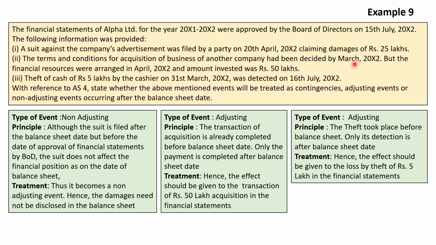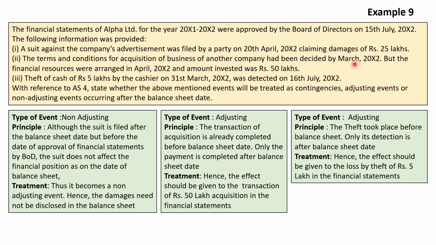Okay. Last one, theft of cash of rupees 5 lakh by the cashier, which took place before 31st March, detected on 16th July. We have already seen such type of transaction. Since the theft took place before 31st March, it's an adjusting event. We will have to record it in the books of accounts.